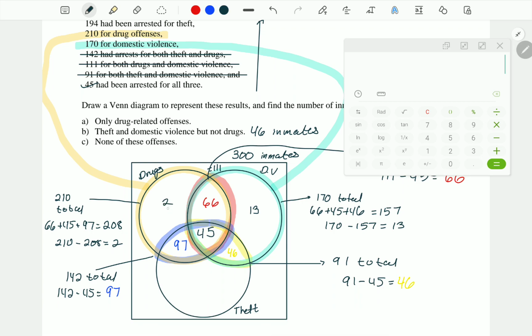And as you can see, we can now answer question A. Only drug-related offenses. 2 inmates only have drug-related offenses.